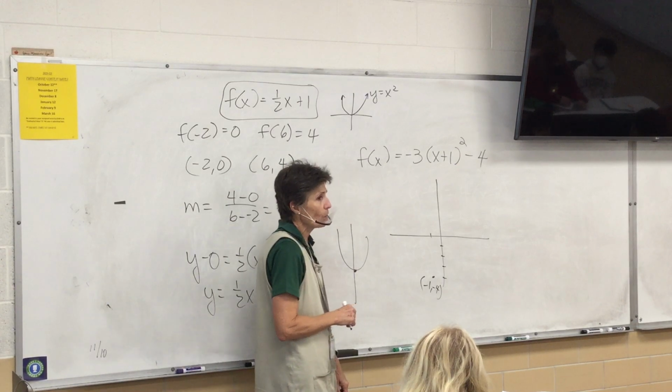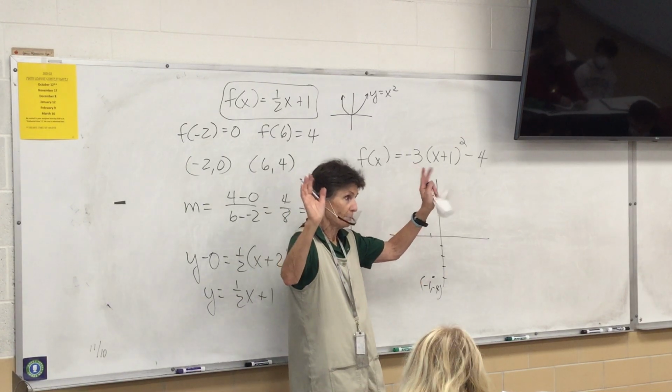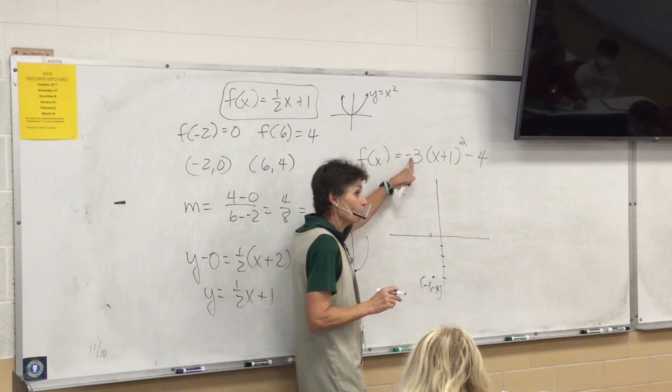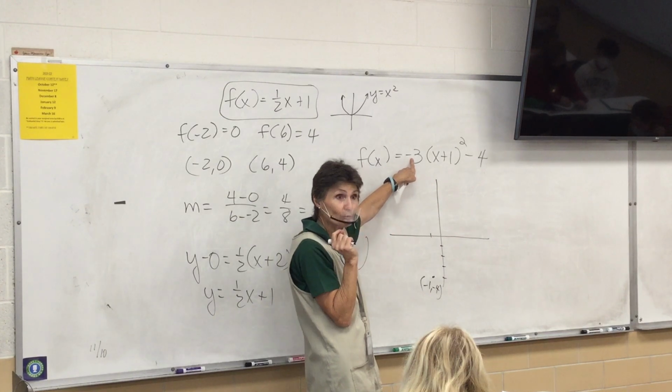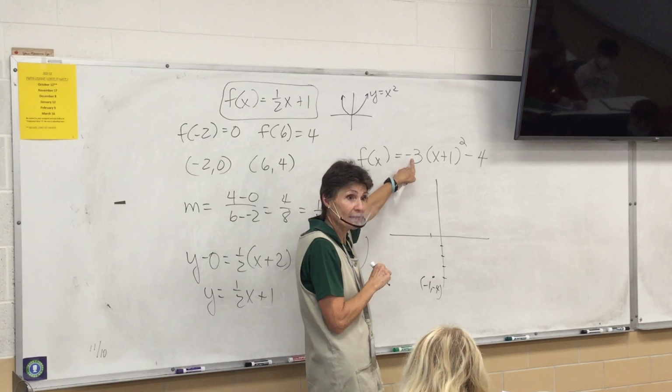Which way does this thing open? Now remember, the regular BFF opens up. But it opens down because what did we put in front of it? A negative. And what does a negative out in front do? Turns your picture upside down?